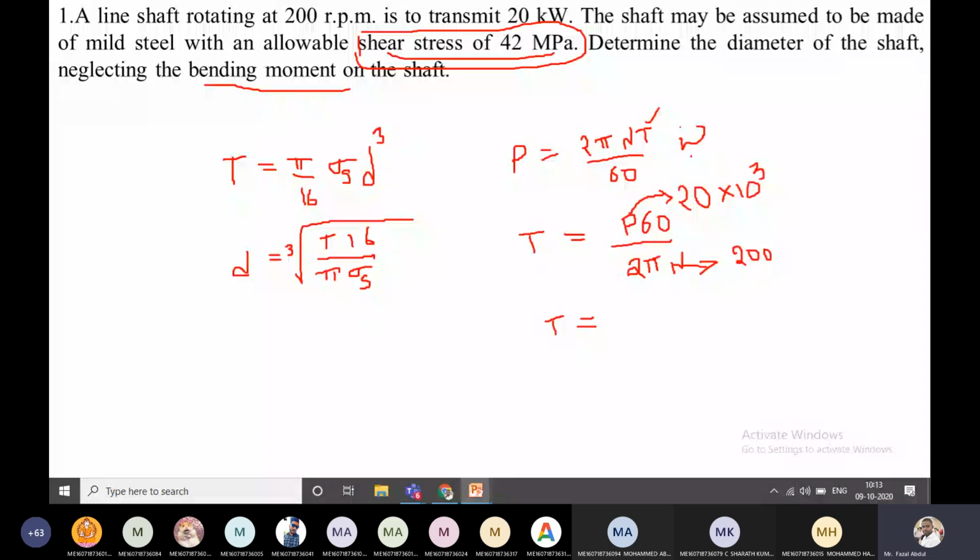954 Newton meter. Substitute this T value in this equation. Before substituting, convert this Newton meter into mm, otherwise you will get the D answer in terms of meter, and that we would need to convert into mm.